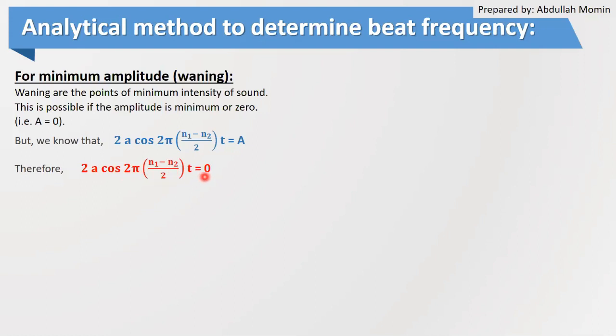So therefore, the next step we will write 2A cos 2 pi (n1 minus n2) divided by 2 into t is equal to 0. Now this 2A is in multiplication with this term. We will take this 2A to the other side of the equal sign, so it becomes in division with 0, and this will be equal to 0. So this whole term will become 0. So we will write the next equation as cos 2 pi (n1 minus n2) divided by 2 t is equal to 0.